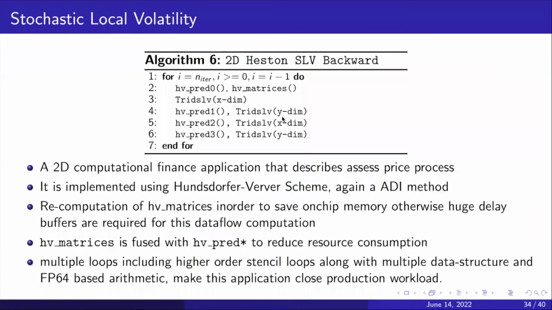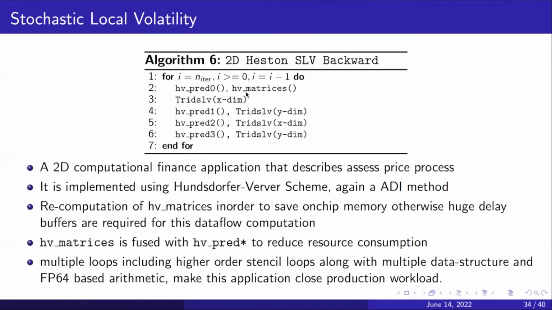Let's look at our second application, stochastic local volatility. It is a 2D financial computing application using double precision arithmetic. It implements the Hout-Welfert scheme, again an ADI method. It has 9 kernels inside a backward iterative loop, and this HP Pred kernel does high order stencil operation, and HP matrix kernel calculates tridiagonal matrix coefficients.